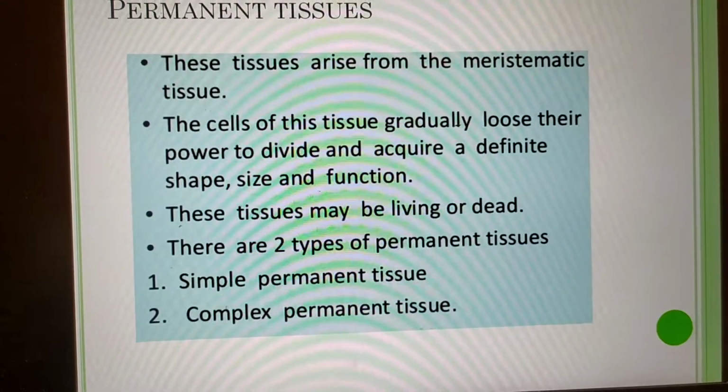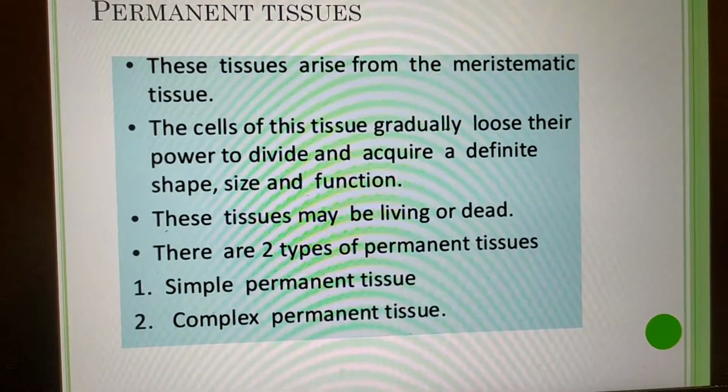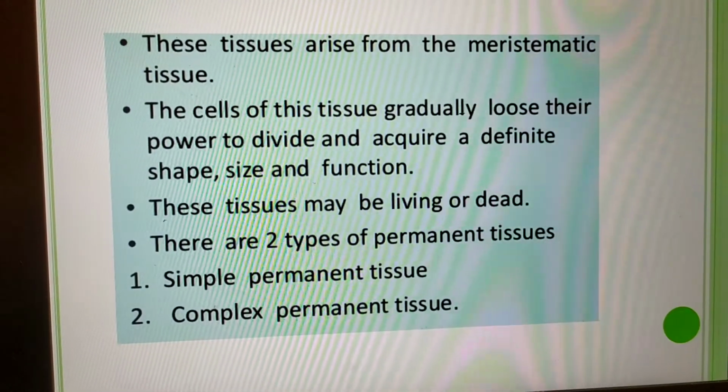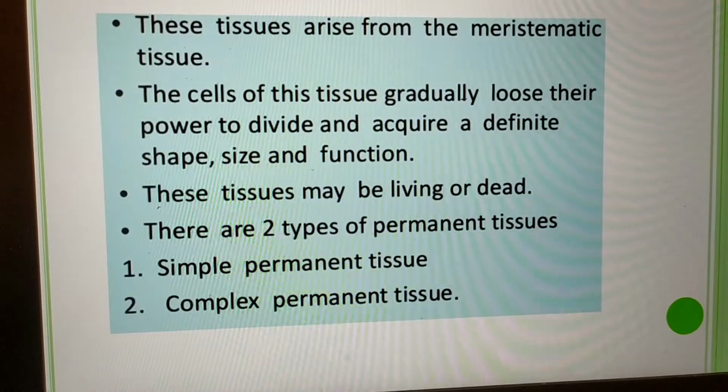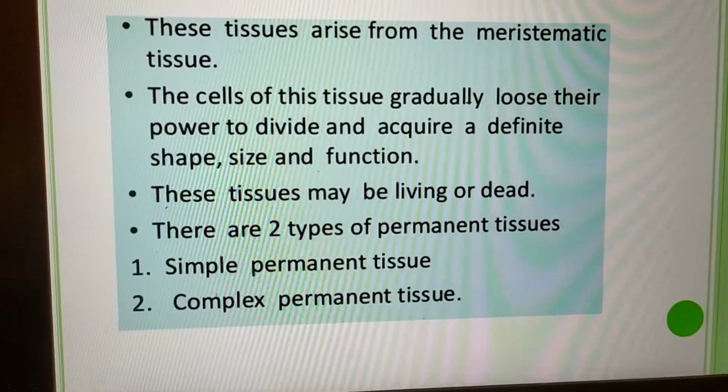These tissues arise from the meristematic tissue. The cells of the tissue gradually lose their power to divide and acquire definite shape, size and function. The tissues may be living or dead. There are two main types of permanent tissue, simple permanent tissue and complex permanent tissue.